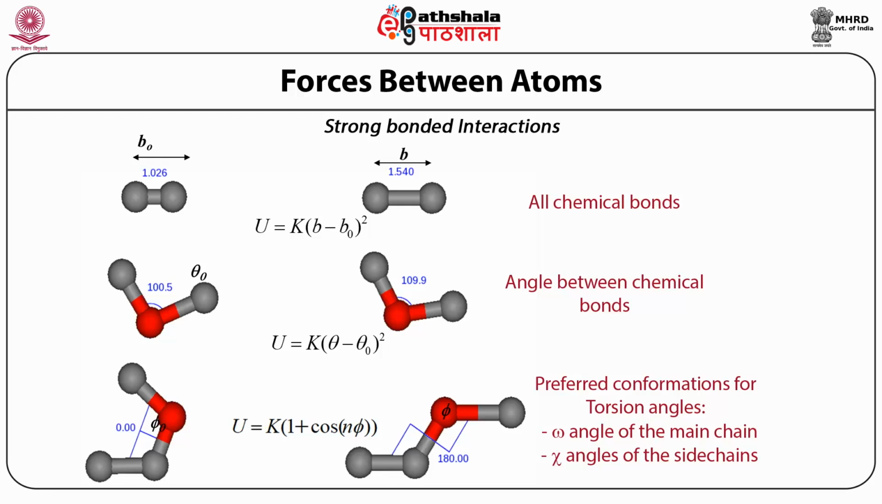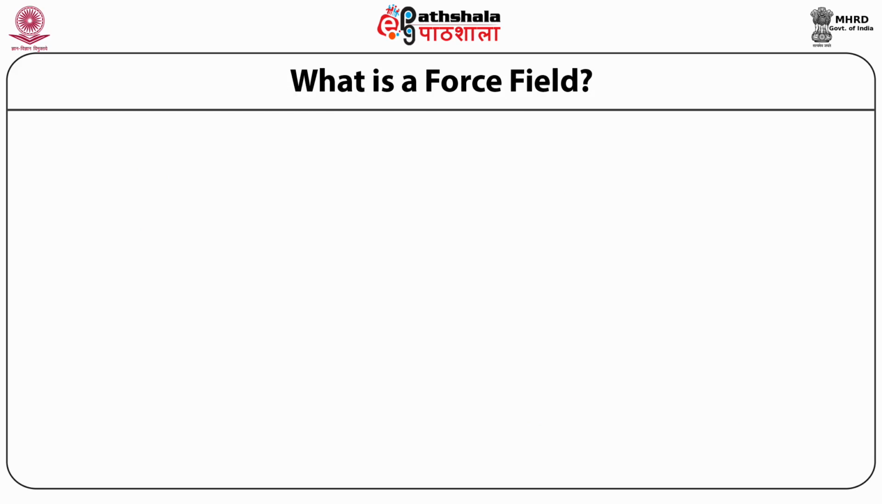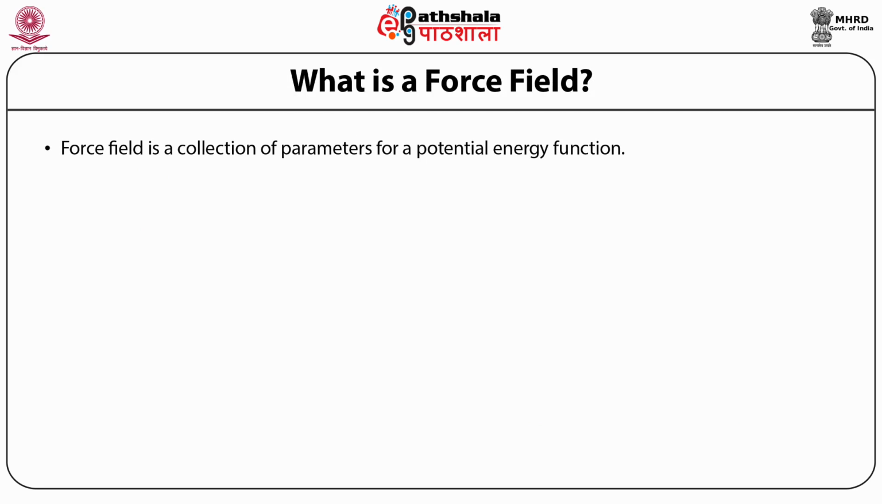Please note, angles of torsion or dihedrals are the angle between two planes covered by three atoms, as shown and referred to in our earlier modules. We come to the definition of what is called a force field. A force field is nothing but a collection of parameters for the potential energy function. So two things are included: one is the parameters, and another is the potential energy function. We will slowly unfold the whole force field.